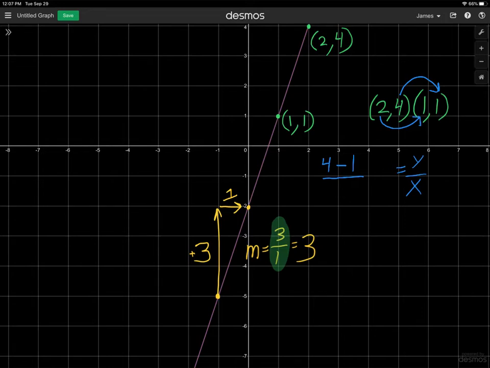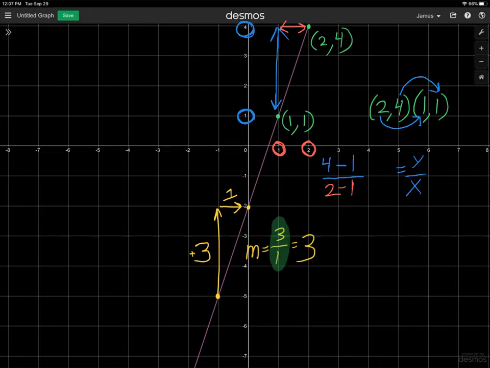So when I say 4 minus 1, I'm measuring this distance right here. There's my 4, there's my 1, that are the 2 y values of the 2 points. Now I'm going to get my x's on bottom, and that's going to be this distance right here, which is going to use the x value of 1 and the x value of 2, and we're going to subtract those, 2 minus 1 on the bottom.